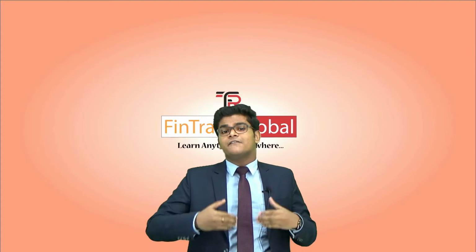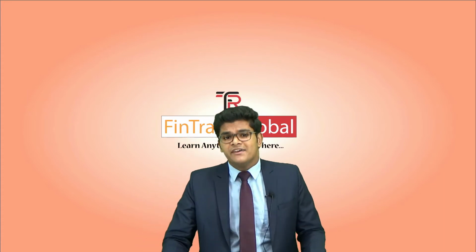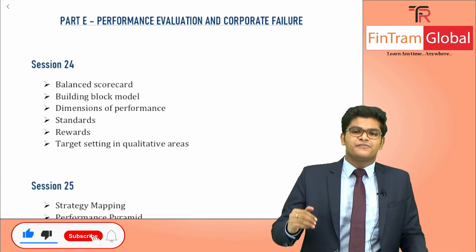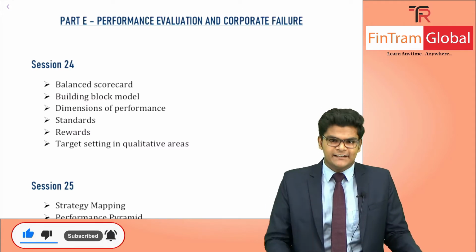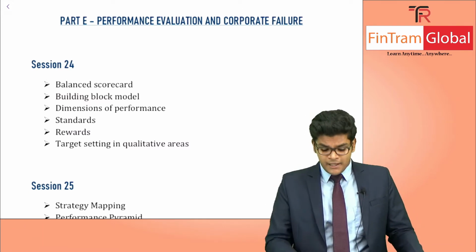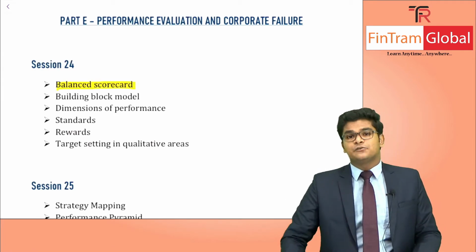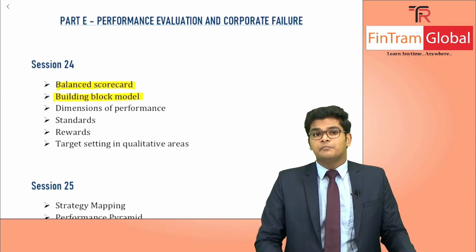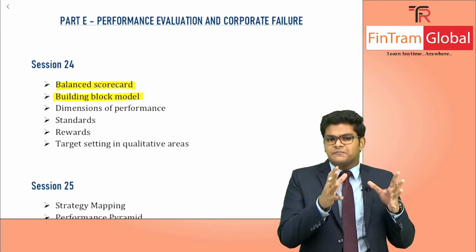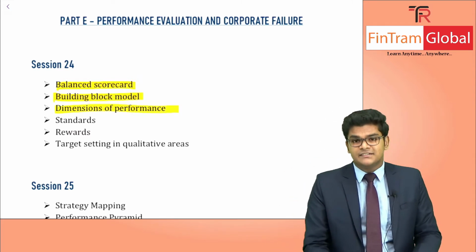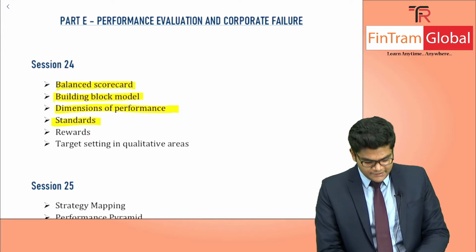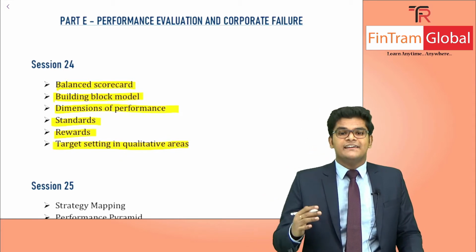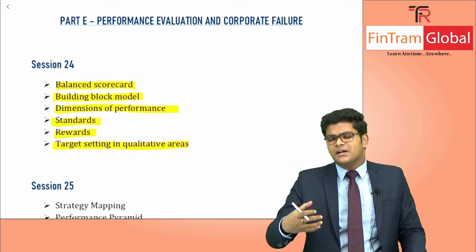Okay folks, now before deep diving into what the performance pyramid is all about, let's do our usual activity of revising, shall we? Let's take a look at where we are in this APM journey. We started part E of the syllabus, which was performance evaluation and corporate failure. And what topics did we look at up until now? First of all, we learned what the balanced scorecard approach is all about. And then we looked at Fitzgerald and Moon's building block model, and we deep dived into each of the building blocks. We learned what the dimensions of performance are all about. We looked at the standards, rewards, as well as another concept known as target setting in qualitative areas as well. So that's basically what we looked at in the previous session.